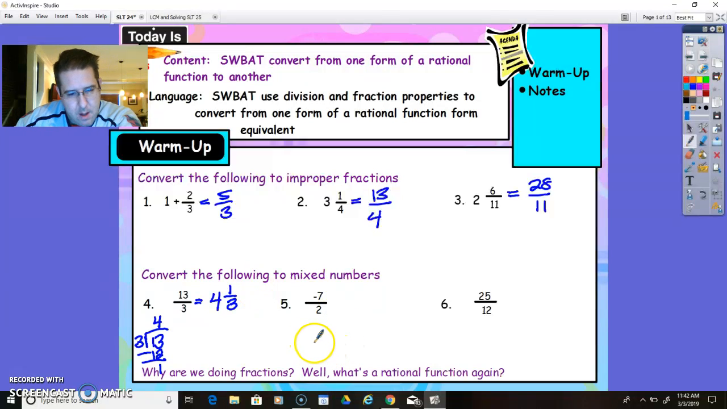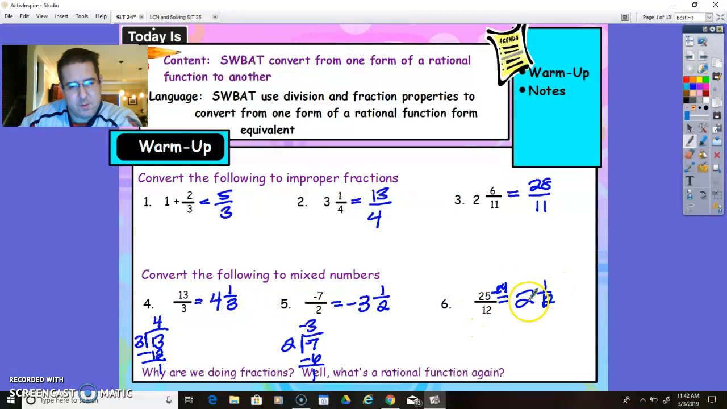So I'll do the same thing here. 7 divided by 2, 2 times 3 is 6. Subtract, you're left with 1 left over. So it's -3, because a negative divided by a positive is a negative, with 1 left over out of 2 that it takes to complete a whole. 12 goes into 25 2 full times, because 2 times 12 is 24. Take away 24 from 25, and you're left with 1 left over. So 25/12 is really 2 and 1/12 if you change it to a mixed number.